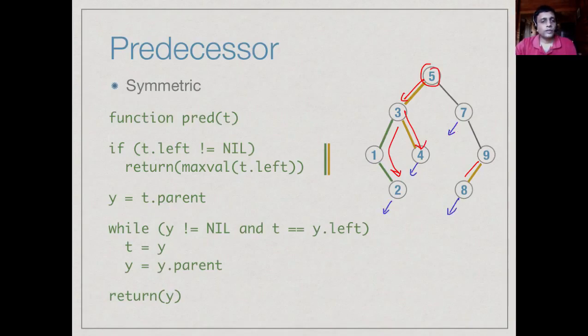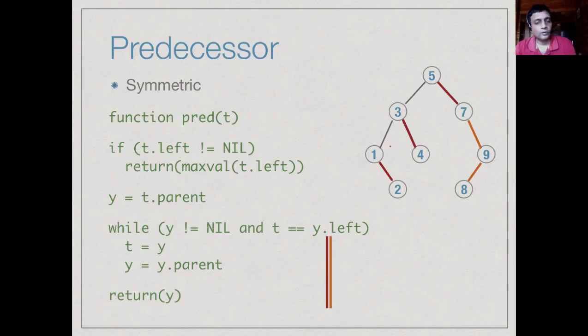So what do we do in these cases? We start at 2, for example, and then we try to go up, and where we turn right, there we find the predecessor. So we come here and we find that 1 is the predecessor.